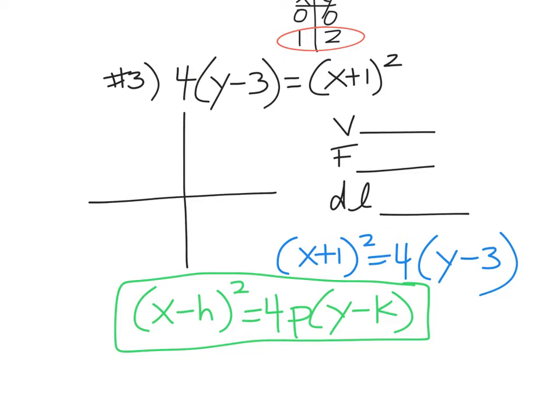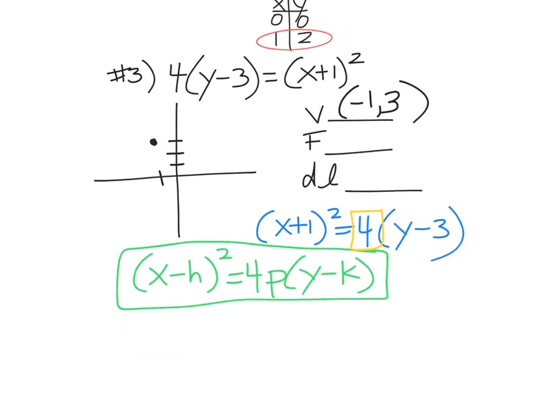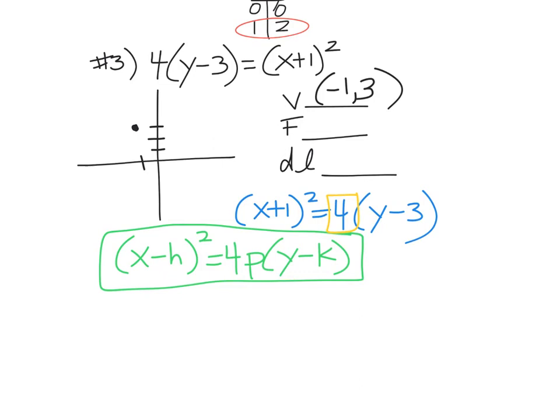It was (-1, 3). Perfect. Okay, so we'll plot that. -1, 1, 2, 3. All right, now let's find the focus. So this number right here is equal to 4p. And remember, p is the distance from the vertex to the focus. So 4 equals 4p, so p equals 1.